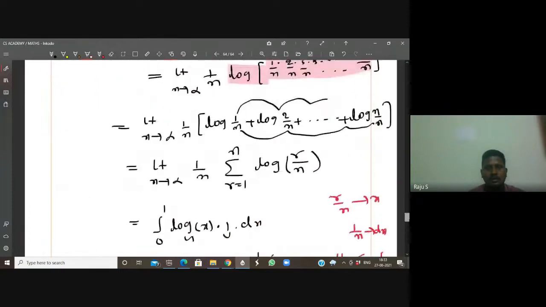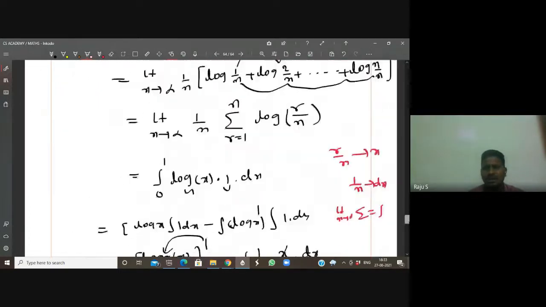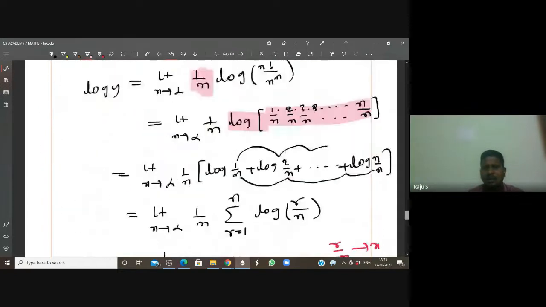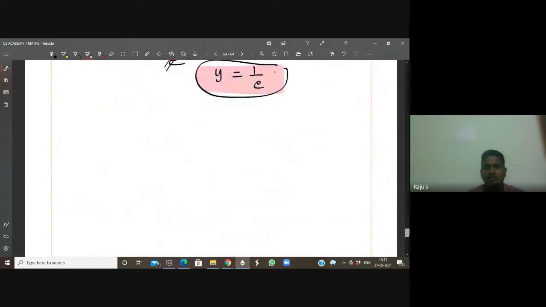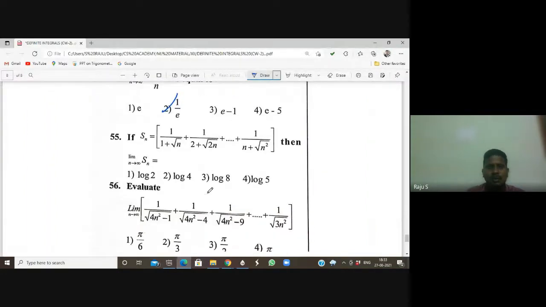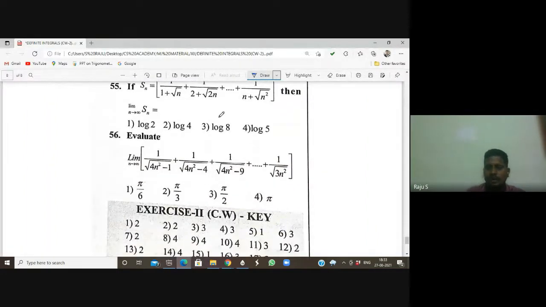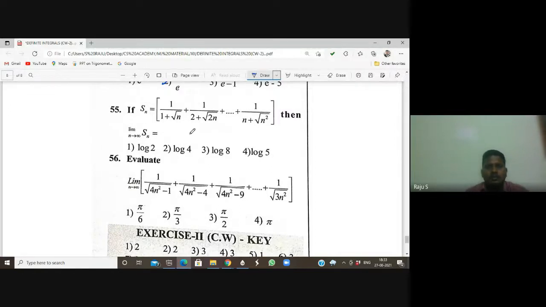Changing to this form is important. After changing to the integral, evaluating the integral, no doubt, is easy. How to change to the standard form is important. So the remaining ones also I'll change into the standard form, integral and all you have to do. Sn you can write in standard form: 1 by 1 plus root n, 1 by 2 plus 2 root n square. So how to change, students, here?